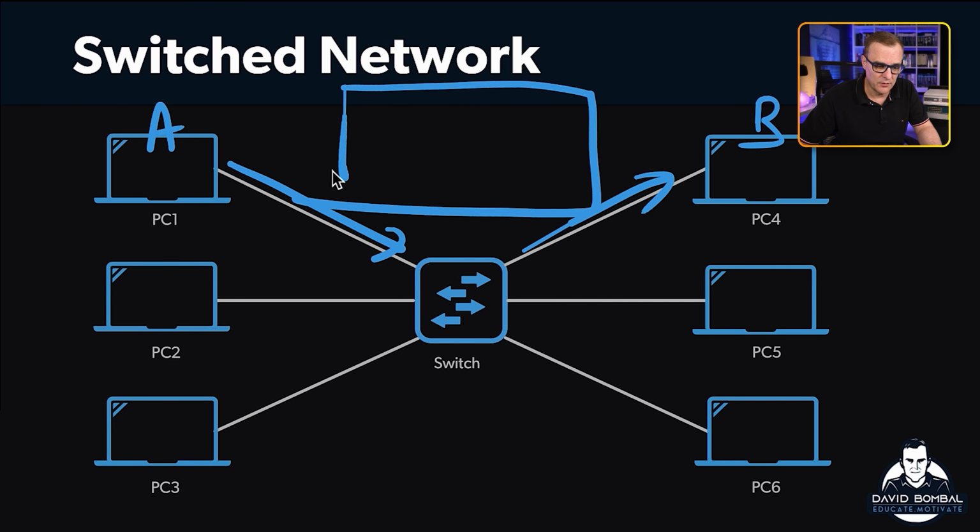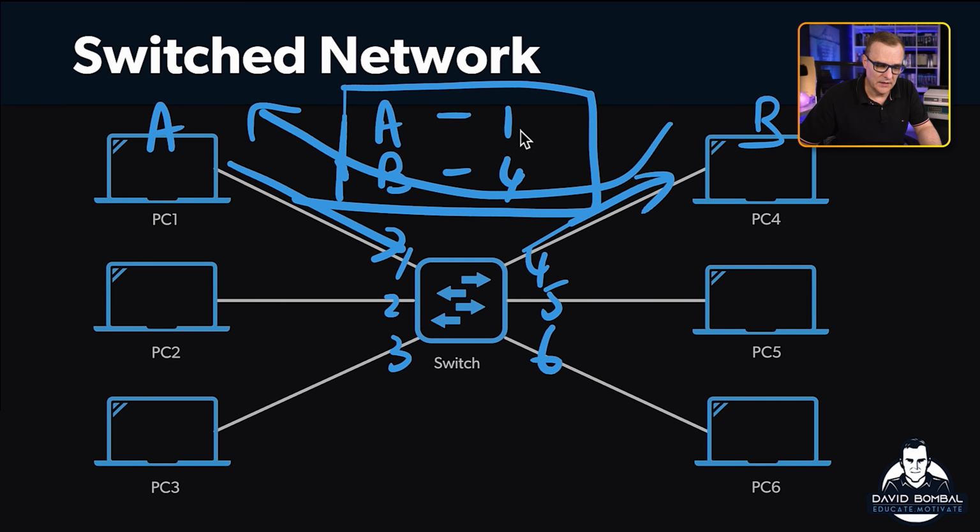We'll talk about that in a lot more detail later, but basically the switch will learn that A is on port 1, B is on port 4 in a topology like this, and will only forward traffic out of the relevant ports. When traffic is sent from PC4 to PC1, it'll only be sent out of port 1 because the switch has learned where devices are in the topology.